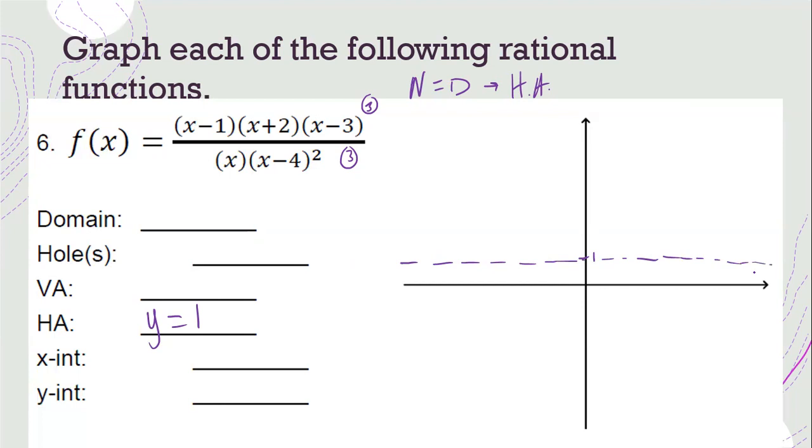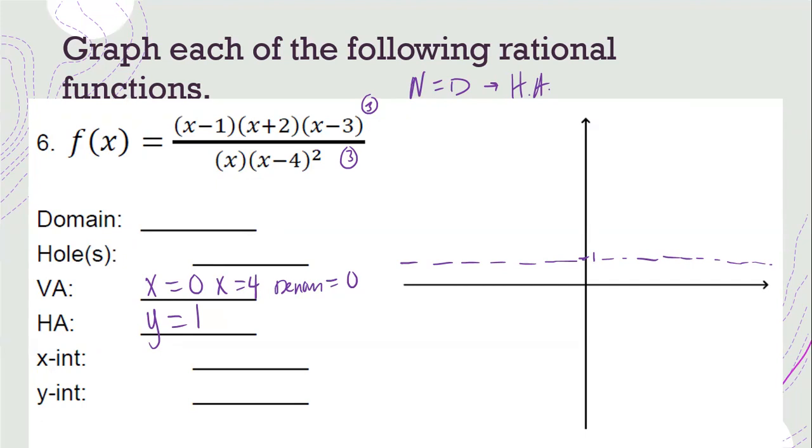All right, next is to factor. Oh my gosh, it's already factored. Yay. After that is to identify: are there any holes? Is there anything to be eliminated? No, so that means I only have vertical asymptotes. Where are my vertical asymptotes? Remember, you set the denominator equal to 0. So where are my vertical asymptotes? I heard x equals 0 and x equals 4.